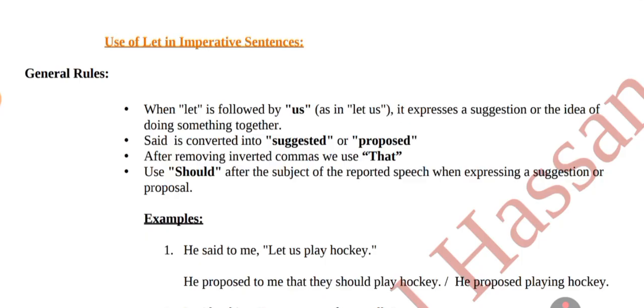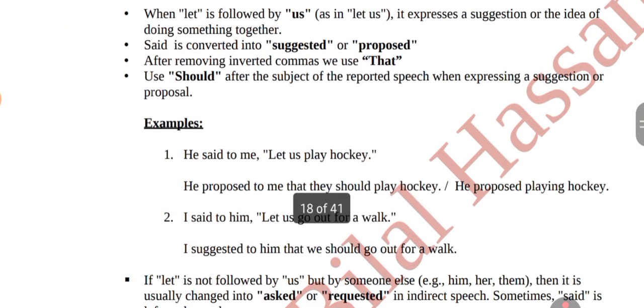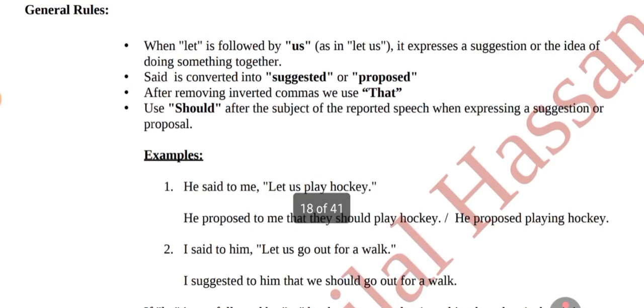For example, the first example here is, he said to me, let us play hockey. Then said to is converted into proposed or suggested. He proposed to me. You will remove your inverted commas here, that, and we will remove let us. And we will change our pronoun with the third person. Here the third person singular is he, and its plural form is they. Then let us becomes they. And after that we will use should here. They should play hockey.